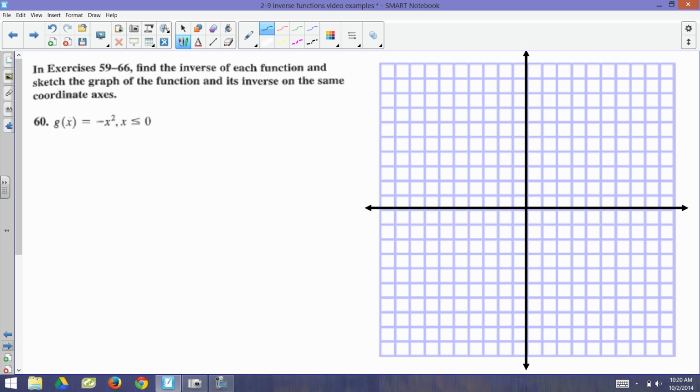Next one, find the inverse of each function. Sketch the graph of the function and its inverse on the same coordinate axis. Notice x here, domain, is less than or equal to 0. So don't forget that.